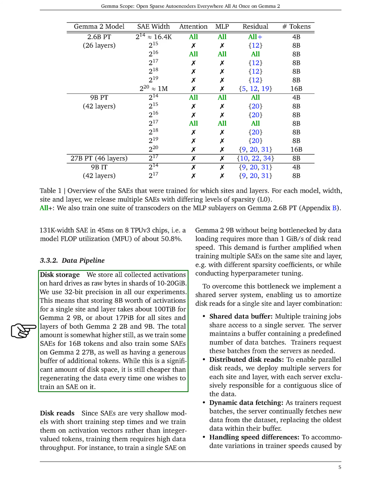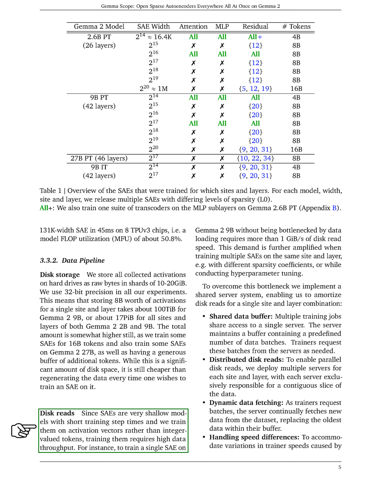Regarding disk storage, we save all activations on hard drives as raw bytes in 10 to 20 GB shards, using 32-bit precision. Storing 8 billion activations for a single site and layer requires around 100 terabytes for Gemma 2 9b, and about 17 petabytes for all sites and layers of both Gemma 2 2b and 9b. The total storage is even higher since we also train some SAEs for 16 billion tokens and on Gemma 2 27b, plus we maintain a buffer of extra tokens. Although this requires significant disk space, it is more cost-effective than regenerating the data for each training session.